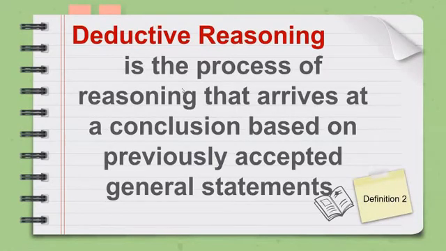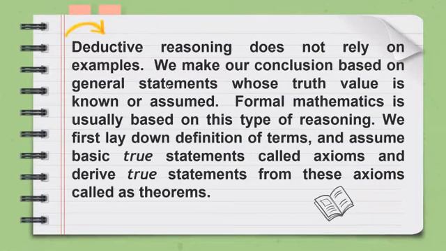Okay, but we go back to the two types of reasoning. Then we have deductive reasoning. Deductive reasoning does not rely on examples as inductive reasoning does. We make our conclusion based on a general statement whose truth value is known or assumed. From a general statement, then we have these specific examples.